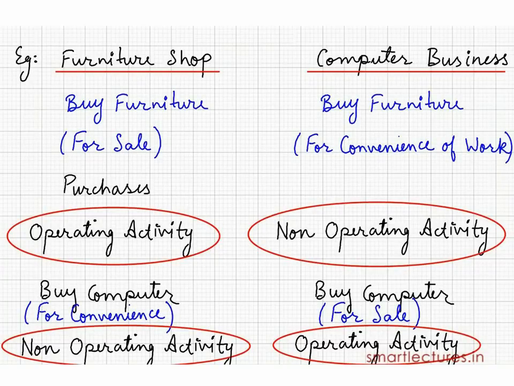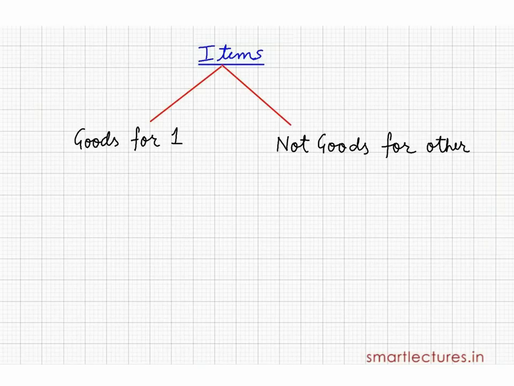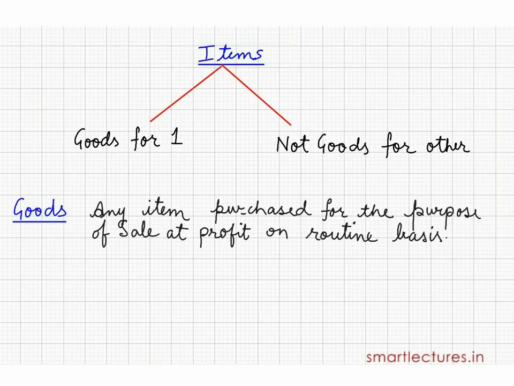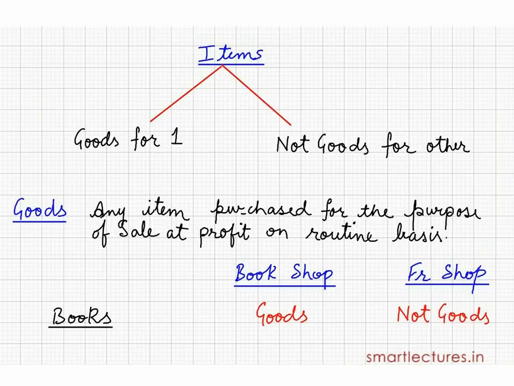So sometimes some items are goods for one person, but they are not goods for another person. So I can give you the definition of goods. Any item purchased for the purpose of sale at profit on routine basis is called goods. So for a bookshop, books are the goods for him, but for a furniture shop, books are not goods for him. Maybe he has bought some books to see some designs, latest designs or some latest development, and he's keeping all the books in his furniture shop, but that stock of books will not be goods for him.